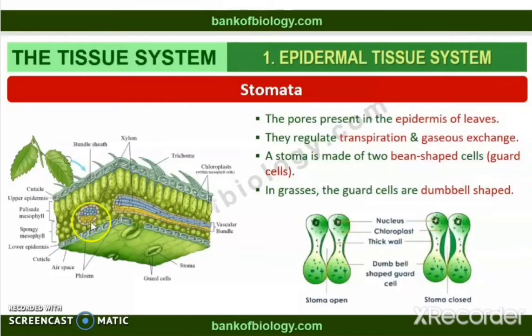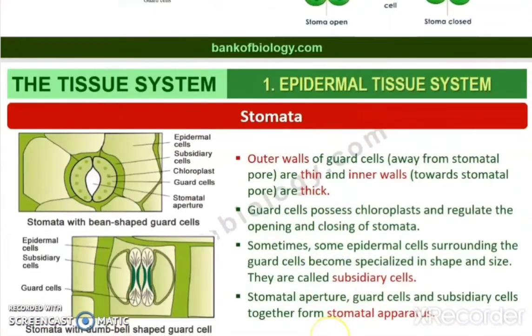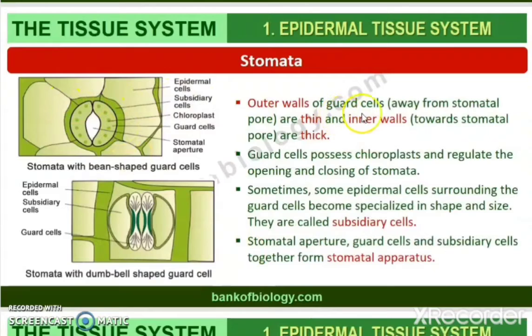So let us see how the stomata appear and how their layers are. The outer wall of the guard cell, which is away from the stomatal pore, is thin, and the inner walls, that is towards the stomatal pore, are thick. So we are talking about how the walls of the guard cells are. The outer wall of the guard cell will be away from the stomatal pore. The outer wall means the outer layer of the guard cell. So this one is the outermost layer, right? So this is seen away from the stomatal pore. So this is the stomatal pore.